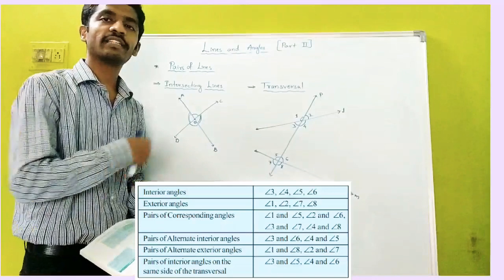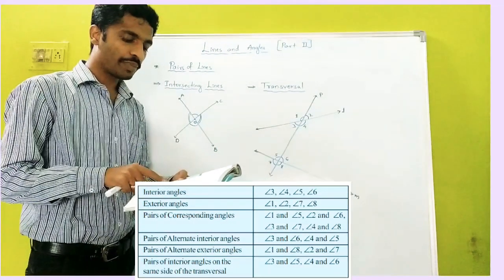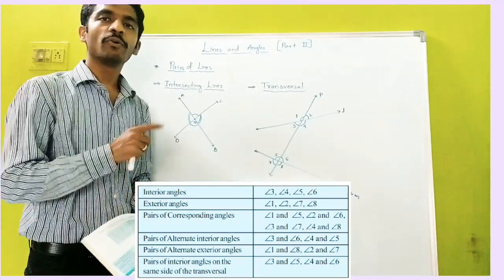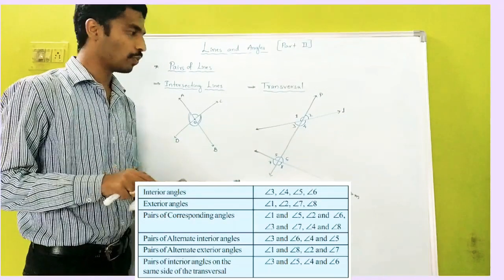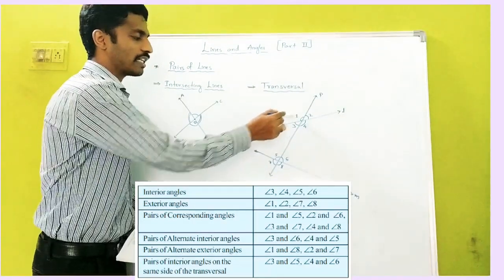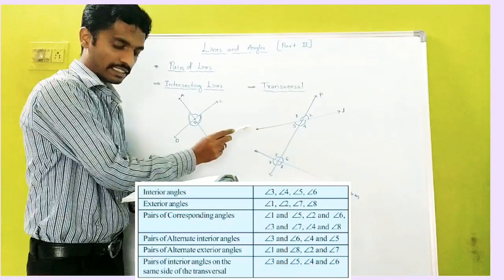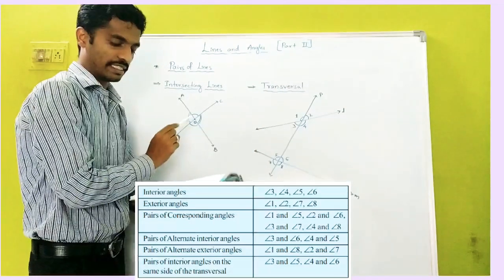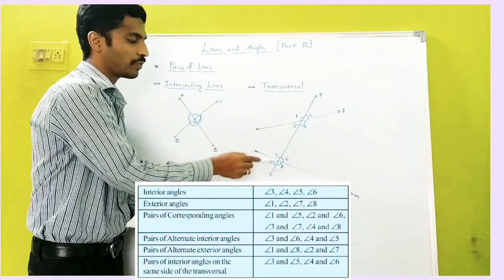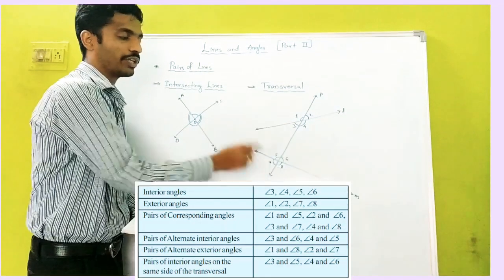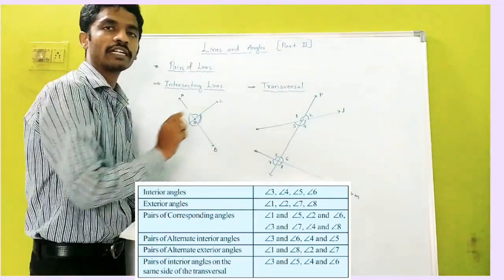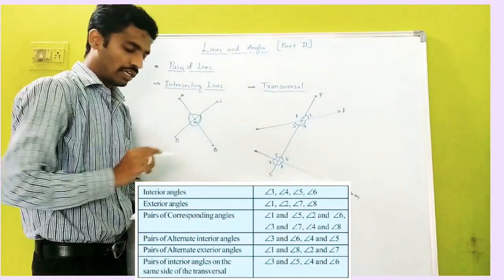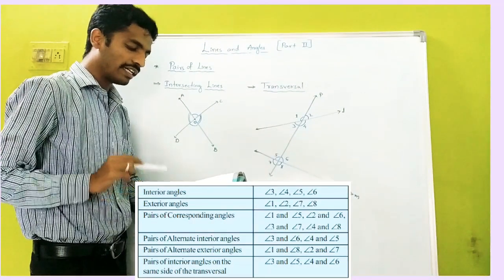These are exterior angles. Next, pairs of corresponding angles. Which will be the corresponding? So 1 is corresponding to 5. Next, 2 is corresponding to 6. After that, 3 is corresponding to 7. 4 is corresponding to 8. Those are corresponding angles.